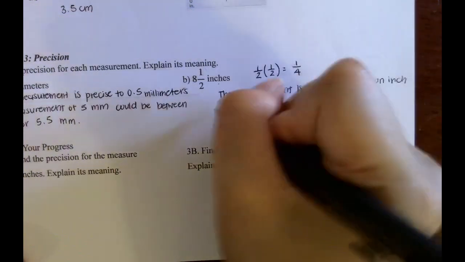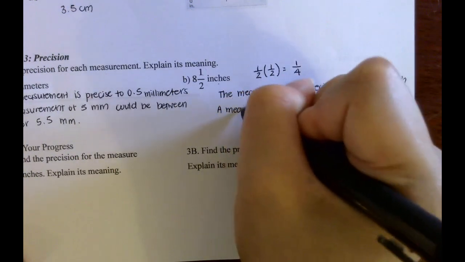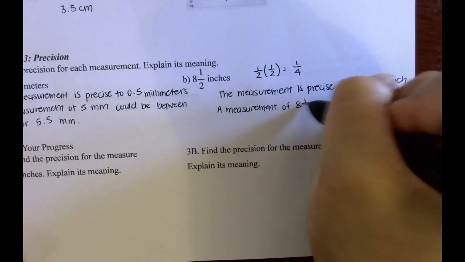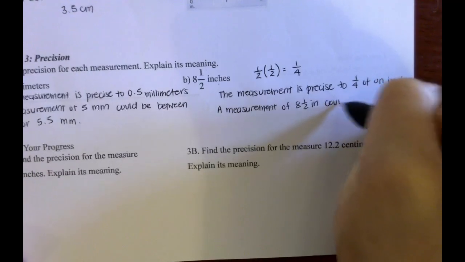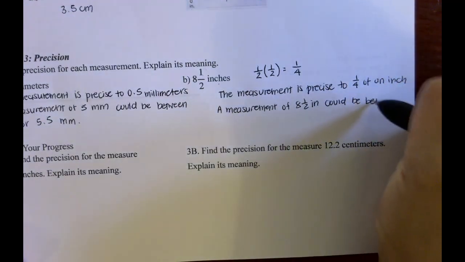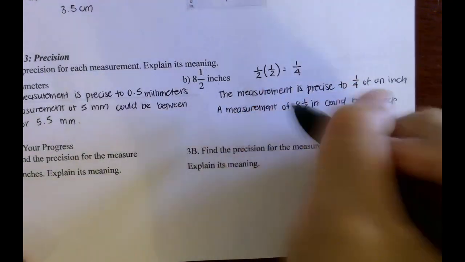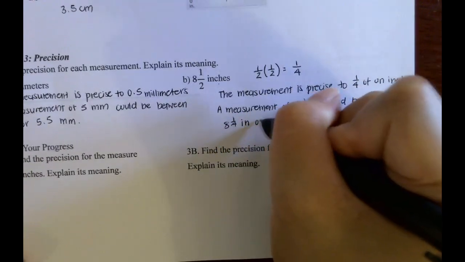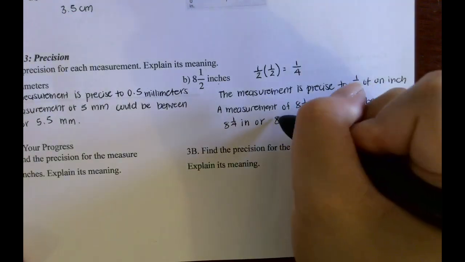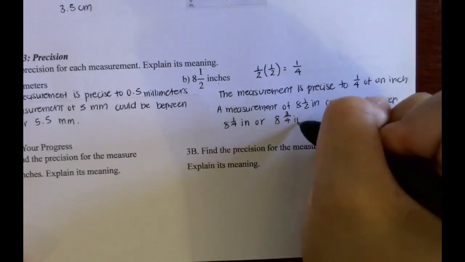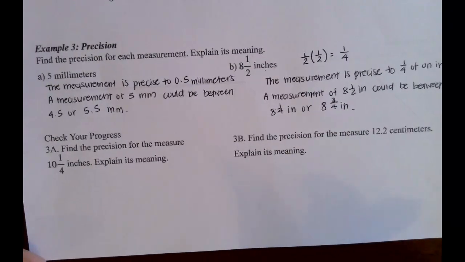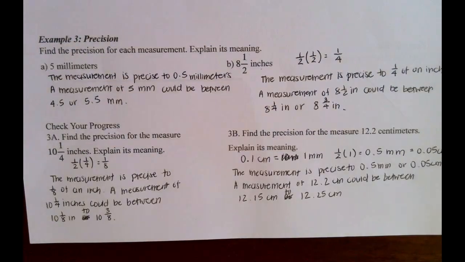Okay, so a measurement of 8.5 inches could be between 1/4 below that, so that would be 8.25 inches, or 1/4 above that, which would be 8.75 inches. Okay, so now you're going to try 3A and 3B on your own, and then come and check your answer. Okay, so here you go.